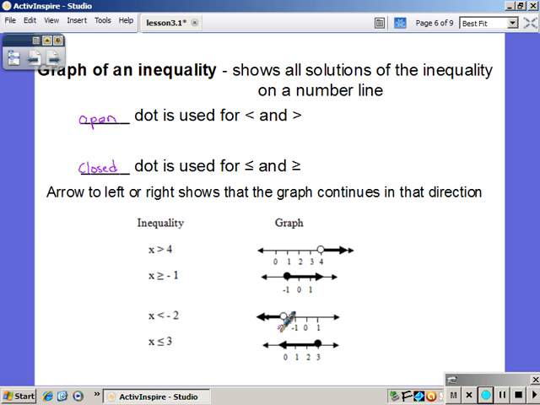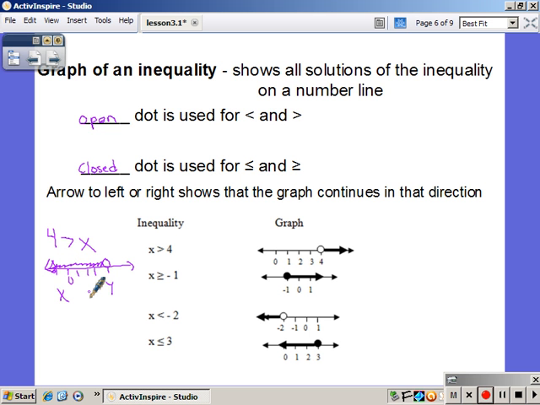What if I said 4 is greater than x? Well, I can put that on my graph. It still has an open dot. And you say, oh, I'll still shade to the right side, that's the way my arrow's facing. Read it the other way. x is less than 4. 4 is greater than x. Therefore, 4 is the biggest value x can be. This one would have the shading in the opposite direction.